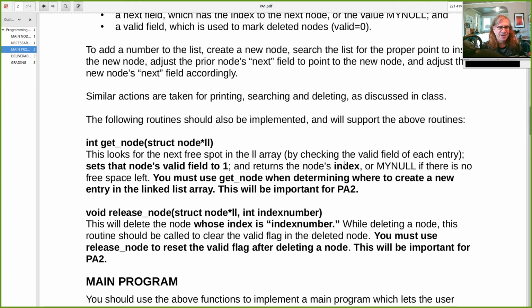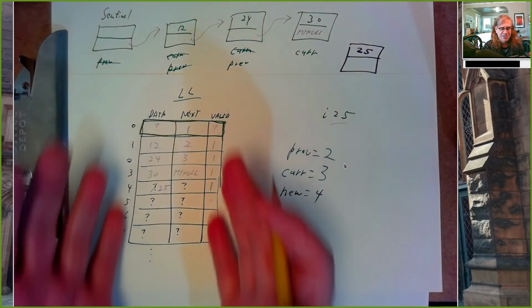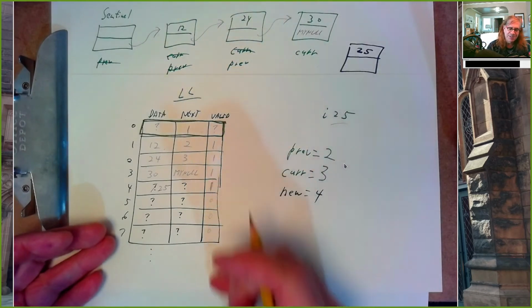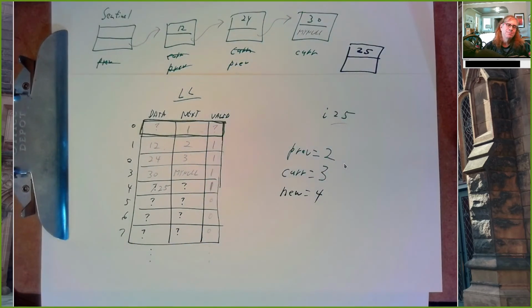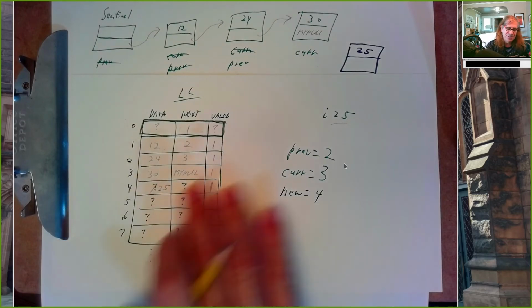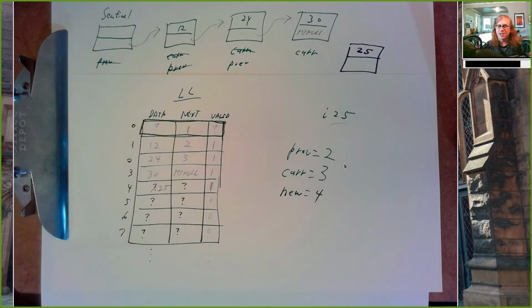If we could not find a space, it's possible that all of these entries are in use. If we go all the way through to entry 99 and they're all marked as valid already, we're out of memory, right? It's just a situation. So in that case, your function getNode, which is saying where can I store my new node, should return this error flag called myNull. And your program that's using that should say, oh, sorry, we're out of memory.